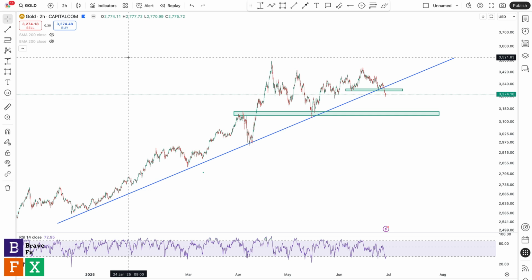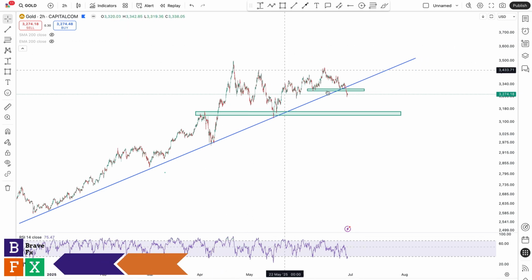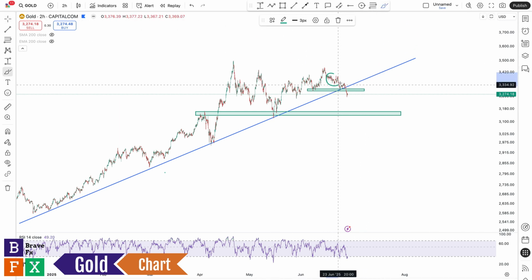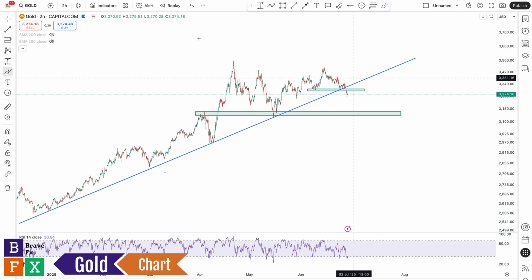So in this video, we're talking about gold, crude oil, and USD-JPY. Starting with the gold chart on the 2 hours time frame, last week we talked about the possibility of price breaking out from this slight consolidation over here, right? So over here, with price going higher, but that didn't seem to work out.